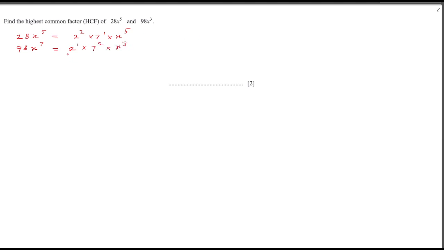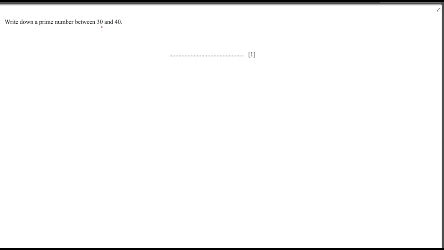Now for HCF, I will look for the common things. So your common things are 2, then 7, and then x. Now their least powers are here 1, here it is 1, and here it is 3. So your HCF is 2 times 7 is 14, 14x cube. Now 14x cube, the highest common factor.